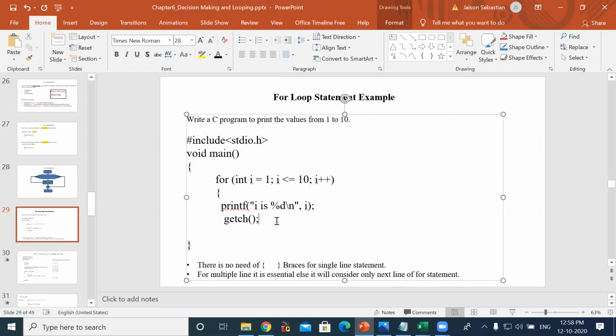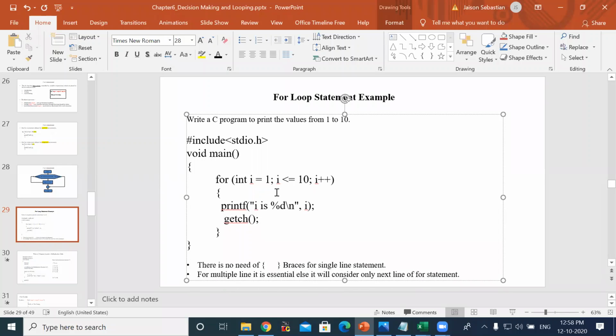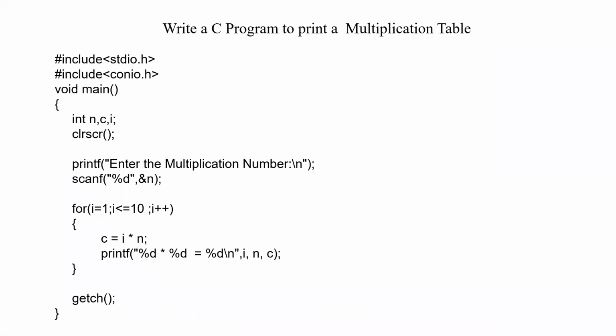In order to hold the screen, we use getch. Otherwise it is not running properly. You will think there is no error, but you are not seeing the output screen. Why is it like that? Because we have now two lines in the body of the loop. It may be printing the value of i, but we will not be able to see it because we didn't hold the screen using getch. Understood? So when it is more than one line, we have to enclose it with a curly bracket. Multiple lines means you have to enclose them with a curly bracket. So now we will move on to the multiplication program, which can be printed using the for loop.